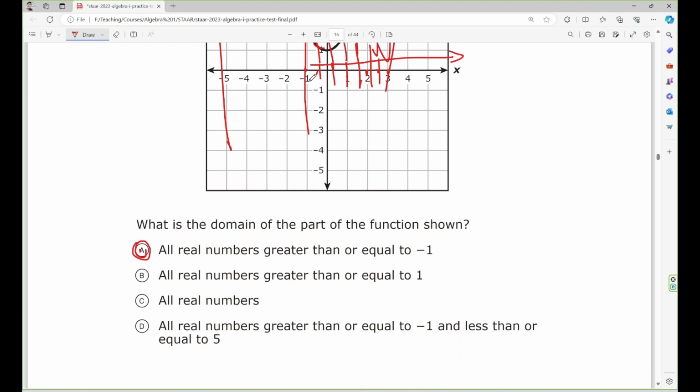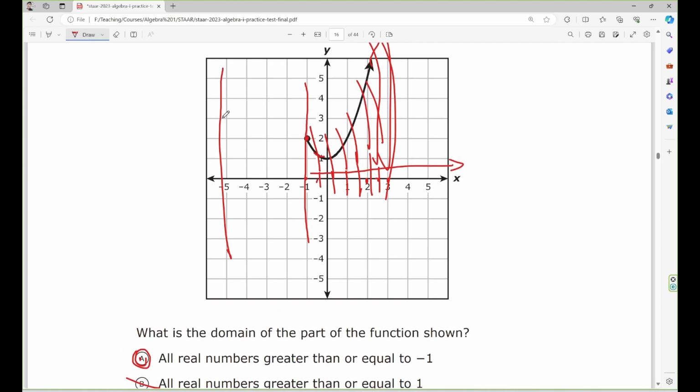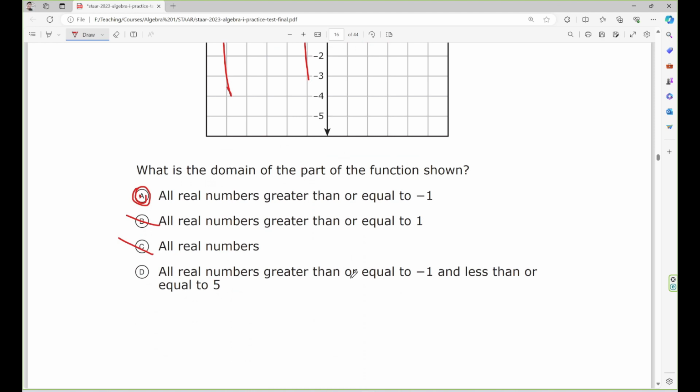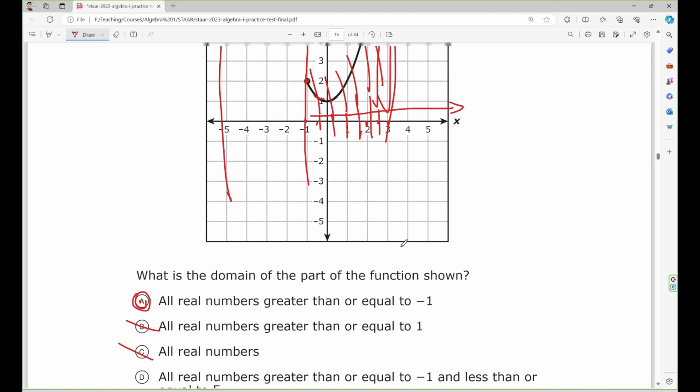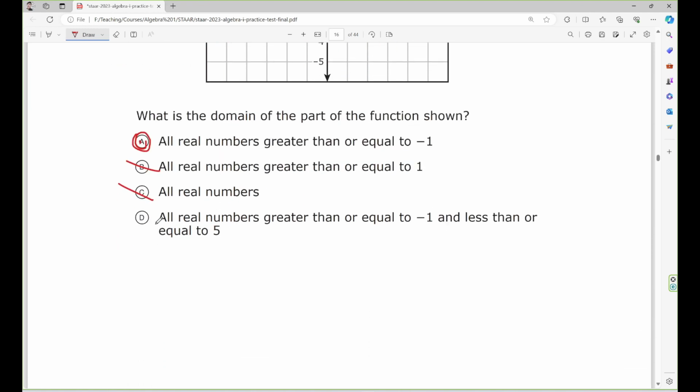All real numbers greater than or equal to 1. This is wrong. This should be negative 1. All real numbers, this is wrong too, because you cannot take any value on the left-hand side right here. There is no value right here. All real numbers less than or equal to 5. No, because you see the arrow right here, the graph keeps going forever. So this is wrong.